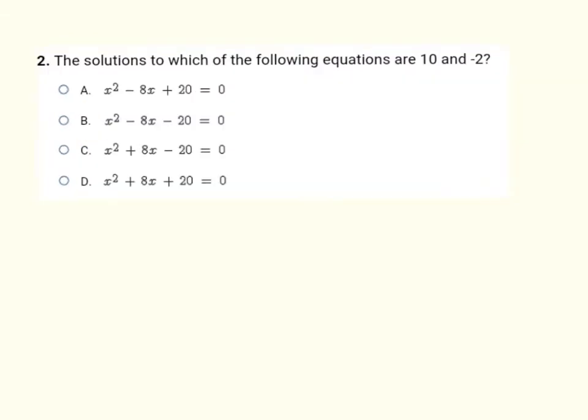Okay, number 2 here gives us 4 problems, and it wants to know which one of these 4 problems has the solutions 10, negative 2. So one thing you could do is put these into a graphing calculator and see which ones cross and have the x-intercepts of 10 and negative 2. But if you want to do it algebraically, since I know my solutions are whole numbers, I think factoring is the best way to do it algebraically.